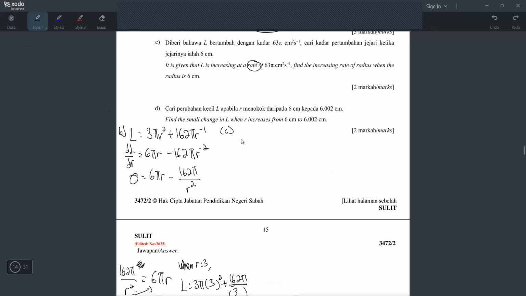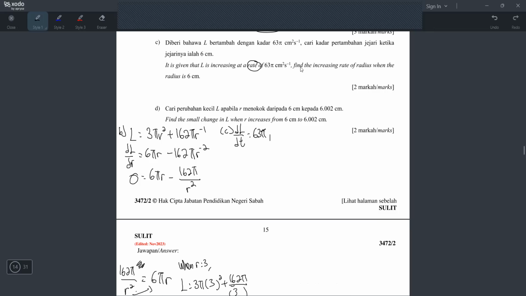L increasing at the rate. The moment you see rate, it means over dt. Okay, and then on top will be dL because they say L increasing at the rate. So it'll be 63 pi. But if they say decrease, then you have to put negative. Right? So L increasing rate 63 pi means dL/dt = 63 pi.